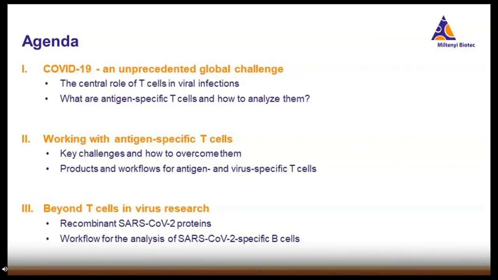So here you can see today's agenda. I will firstly discuss the important role of T-cells in COVID-19 and also more general viral infections, and then also talk about some strategies on how to best analyze them. Next, I will talk about some of the key challenges when working with these rare T-cells, and also how Miltenyi and our products can help you overcome those challenges. I will end with a short look beyond T-cells in virus research and present our new recombinant SARS-CoV-2 proteins that can be used, for example, for the analysis of SARS-CoV-2 specific B cells.